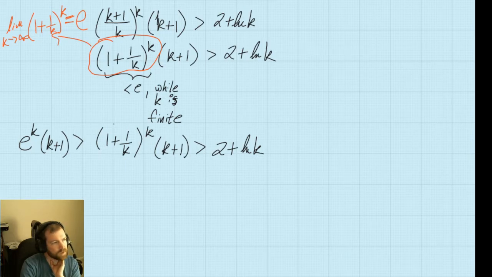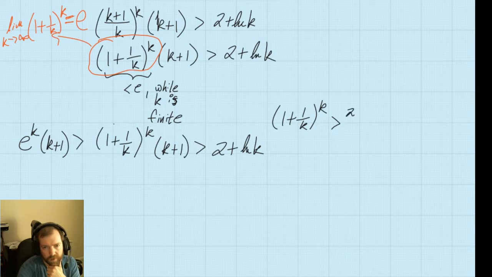So then this becomes an interesting question. What do we do from here to make this work? Alright, so one thing that I did was I divided off the k plus 1 to the other side. So we made this 1 plus 1 over k to the k. It's going to be greater than 2 plus natural log of k over k plus 1.